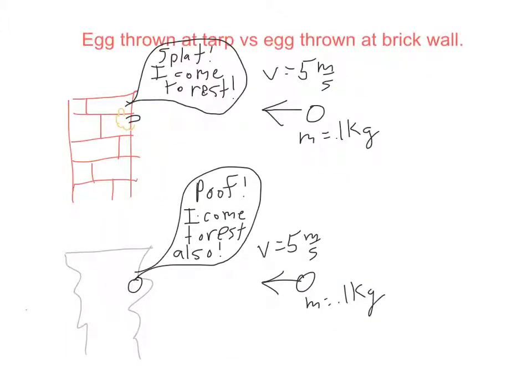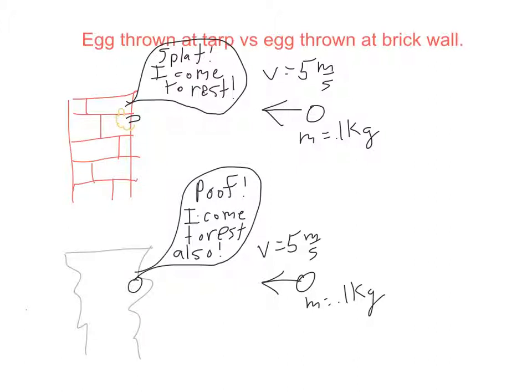So here's the old egg thrown at tarp versus egg thrown at brick wall example. The way this works is we have two identical eggs of the same mass. I chose for each of them to have a mass of 0.1 kilograms or 100 grams. Both eggs will be thrown with the same velocity of 5 meters per second. And both are going to hit something. Egg number one will hit a brick wall and come to rest in a disgusting, splattering fashion. Egg number two, however, will hit a nice, cushiony tarp. That'll also bring it to rest, but prevent it from breaking.